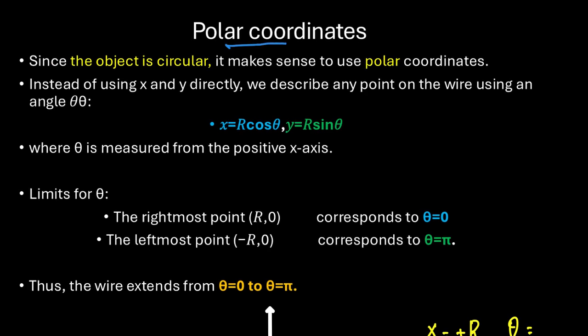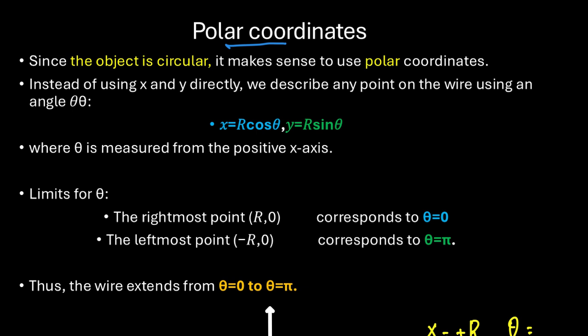Now, what is polar coordinates here? Since the object is circular, it makes sense to use polar coordinates. How do we use polar coordinates? By converting x and y to theta. We assume x is equal to r cos theta and y is equal to r sin theta. Why? Basic definition of polar coordinates. You draw a triangle and then you take the theta measure, the corresponding x and y coordinate in Cartesian plane.